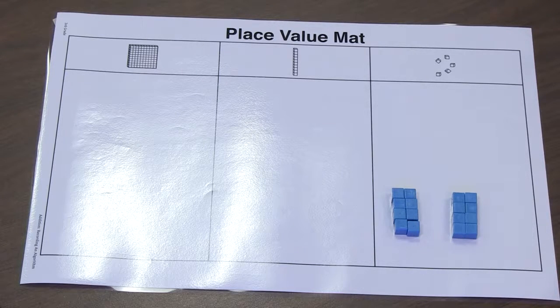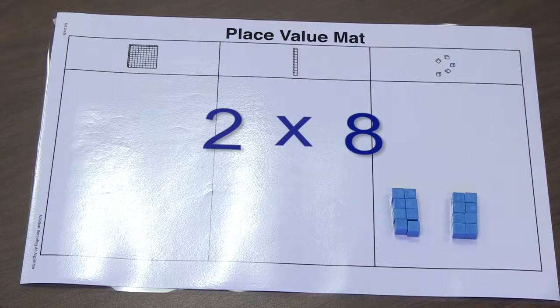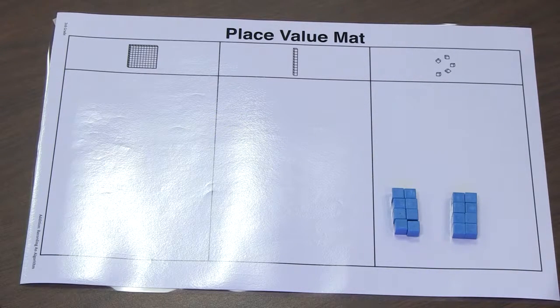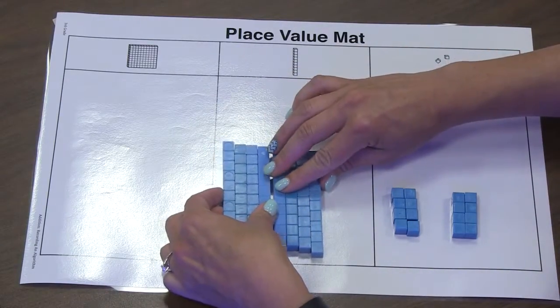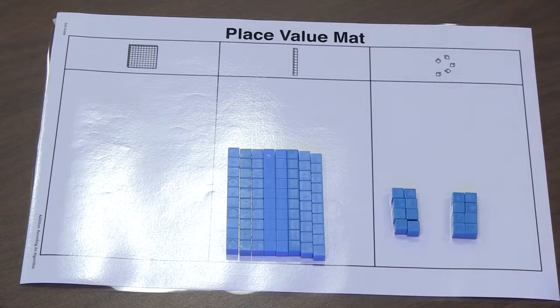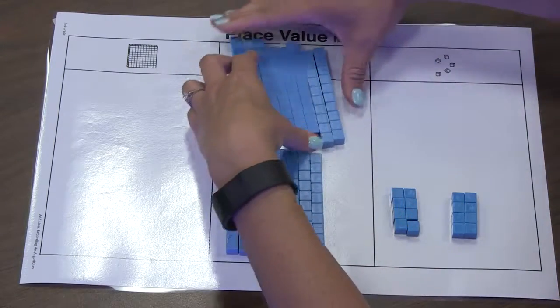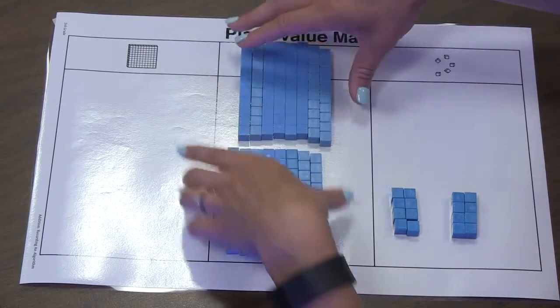Now to show this with a larger model, instead of 2 times 8, we'll do 2 times 80. So we're going to have 2 groups of 80. That's going to look really big, showing your rods. There's 8, so that's 1 group of 80. And we'll do our second group of 80.